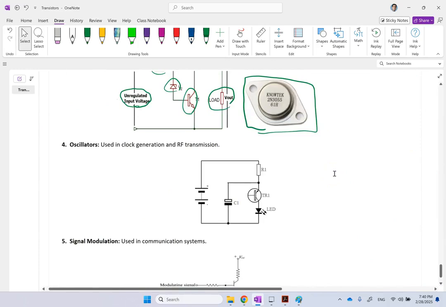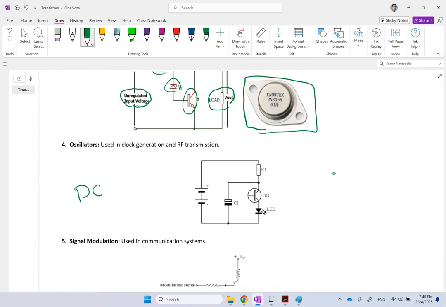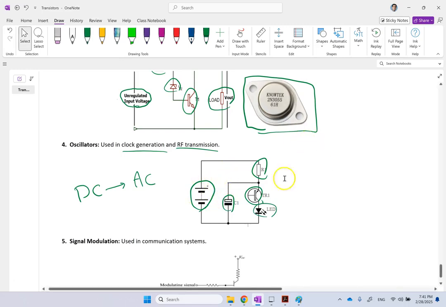Then we have oscillators. That is where you want to convert a DC voltage to some variable or AC voltage, like in clock generation or radio frequency transmissions. So here you can convert this DC voltage into some variable voltage by a combination of capacitors, transistors, and resistors. If you connect it to an LED, you can see that the voltage through the LED does change. And again, it needs analysis of its own if you want to do that. This is a simple oscillator. There are lots of other types of oscillators.